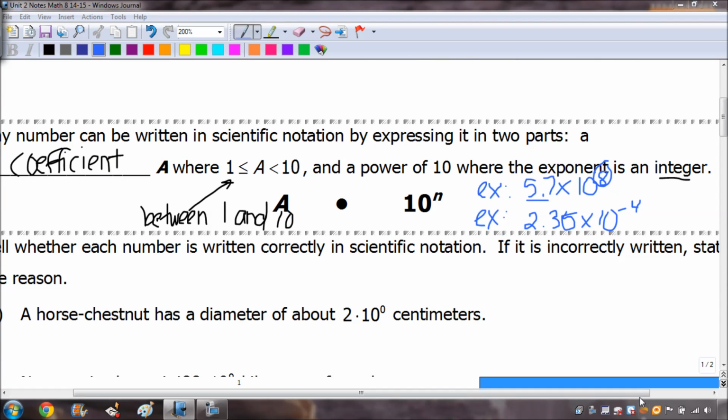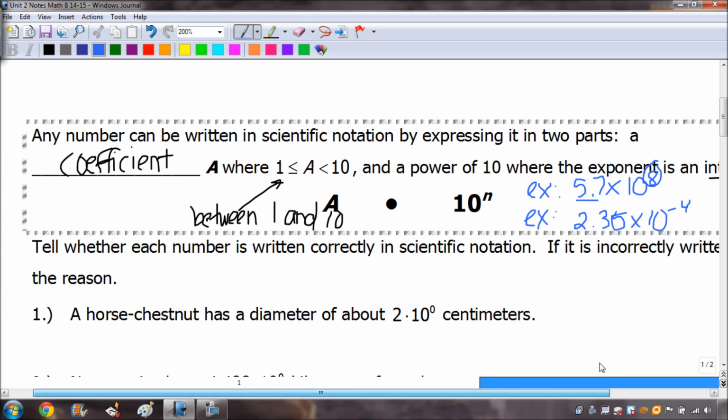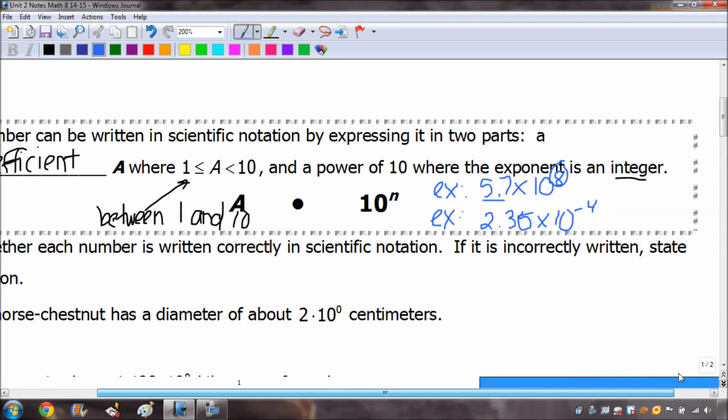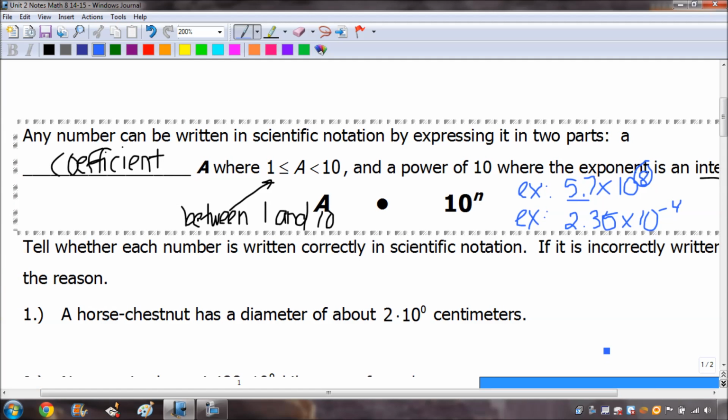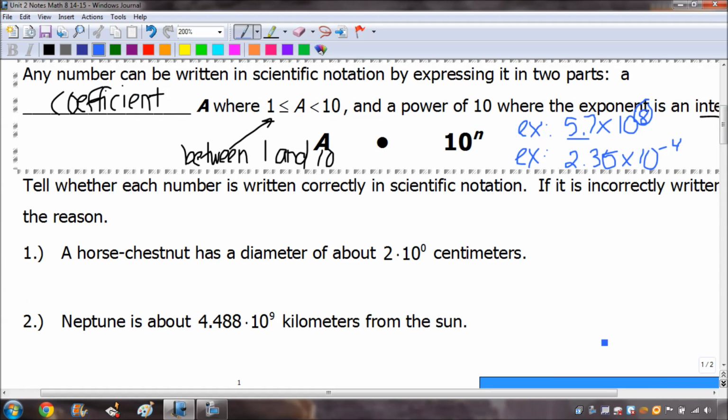All right, so now it says tell whether each number is written in scientific notation. If it is incorrectly written, state the reason, okay? So number 1, a horse chestnut has a diameter of 2 times 10 to the 0th centimeters. So the first question you gotta ask yourself is, what's my coefficient? Well, the coefficient is 2, okay? Now, is the coefficient between 1 and 10? It absolutely is, so that works. And then you have to ask yourself, is my exponent a power where the number is an integer? And yes, it is. So this is written correctly, okay? So this one will work for us.